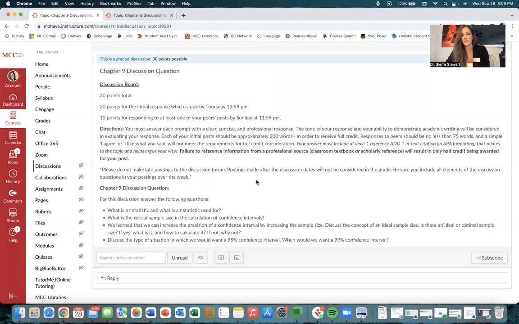So why do we have certain sample sizes and why are those used when you're calculating the confidence interval? And then we're talking about the precision of confidence intervals and when to use those in terms of when you increase your sample. So you're going to discuss that concept, and then you're going to discuss the type of situation where we would want a 95% confidence interval versus a 99% confidence interval. So of course, use your book. You can use other references as well, but just make sure that you answer all these questions, use at least one reference, and you should be good to go on Module 9.